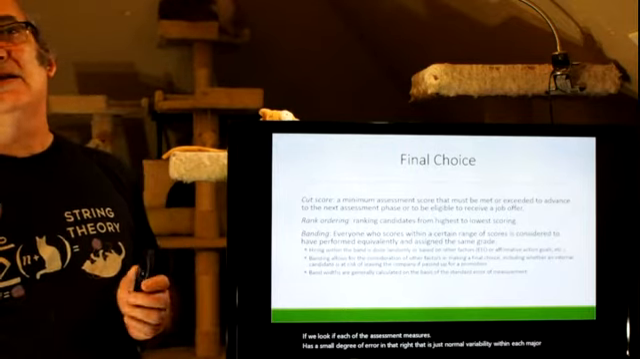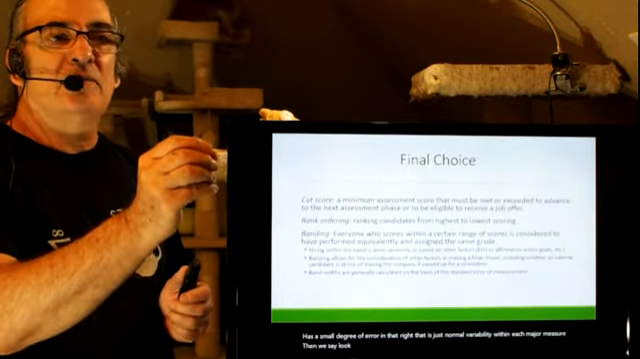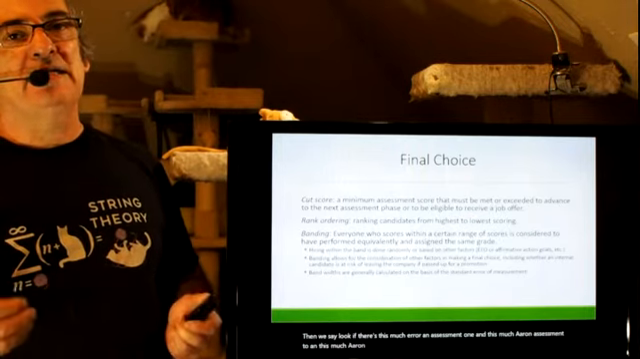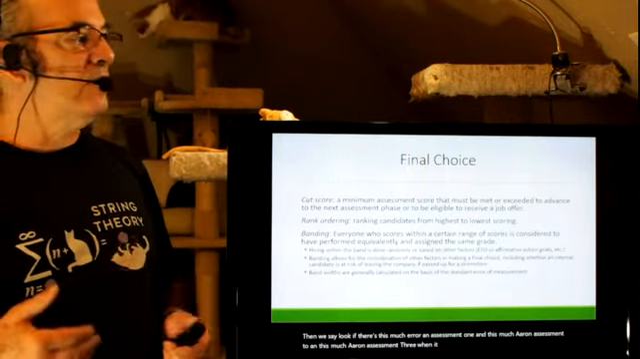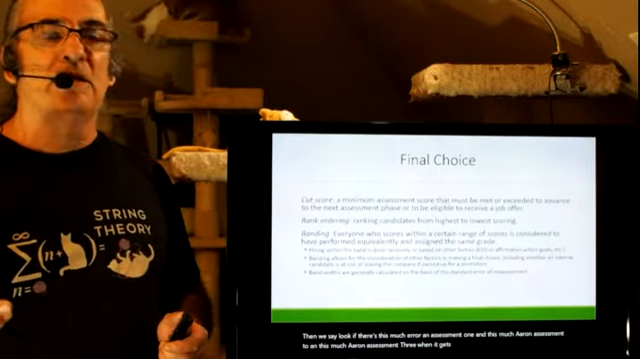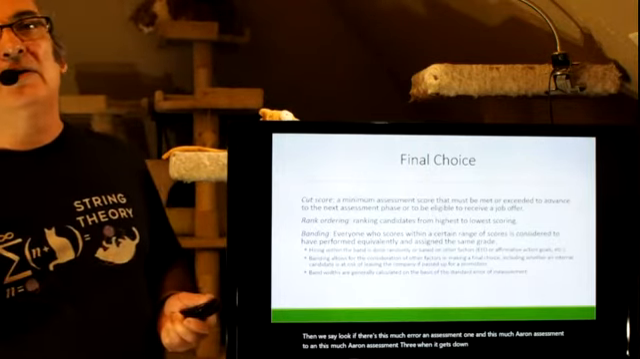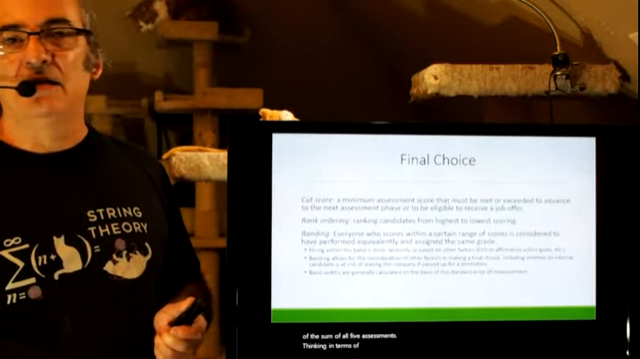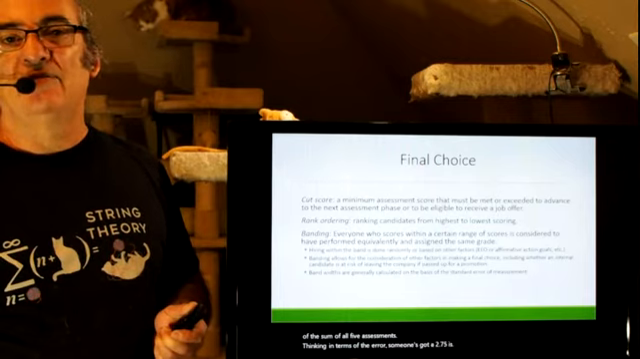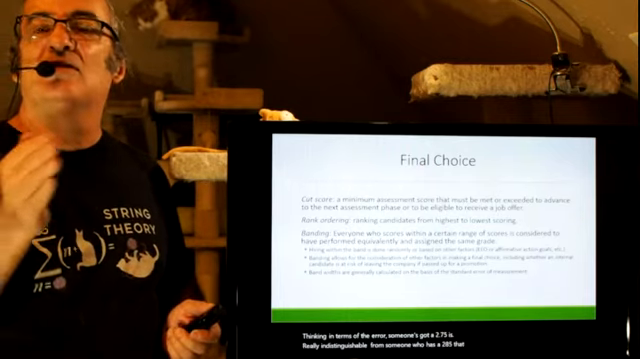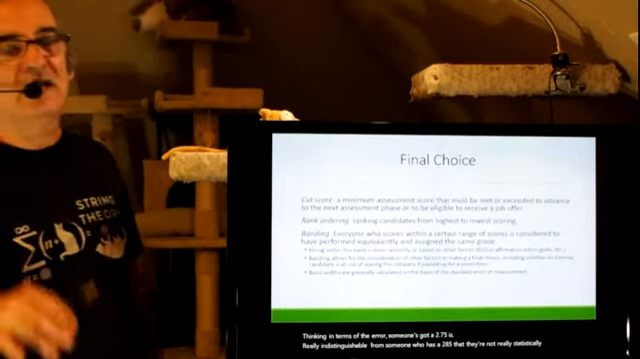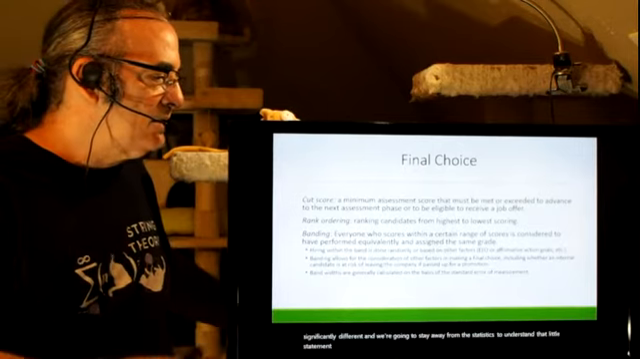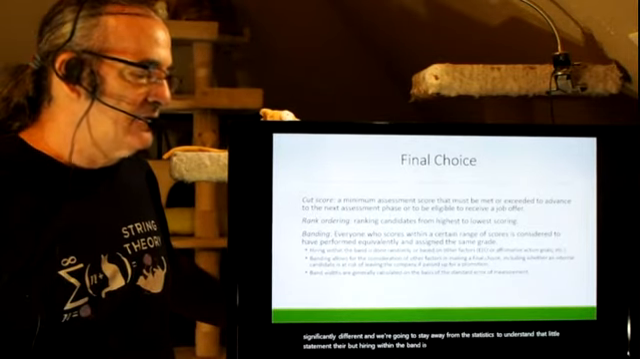Then we say, if there's this much error in assessment 1 and this much error in assessment 2 and this much error in assessment 3, when it gets down to the practical analysis of the sum of all 5 assessments, thinking in terms of the error, someone who's got a 2.75 is really indistinguishable from someone who has a 2.85. They're not really statistically significantly different. And we're going to stay away from the statistics to understand that statement. But hiring within the band is done randomly or based on other factors.